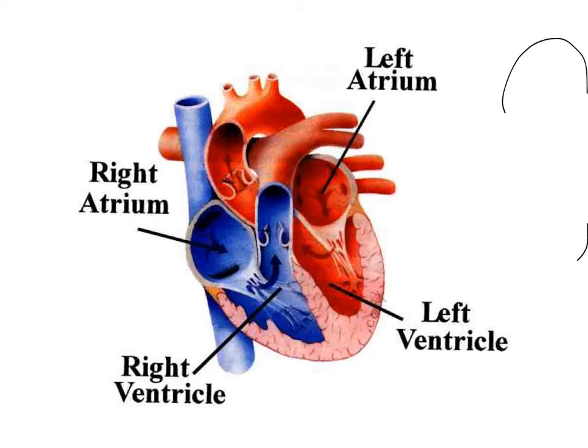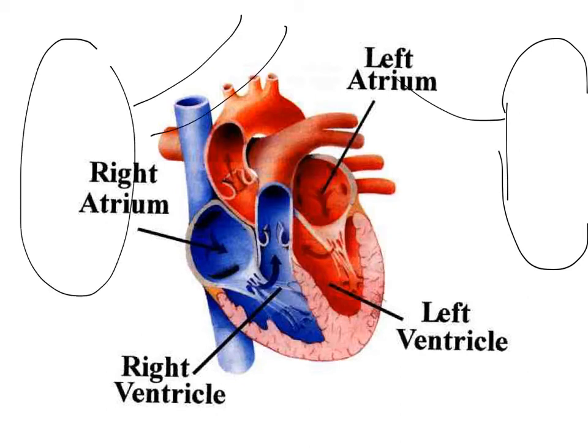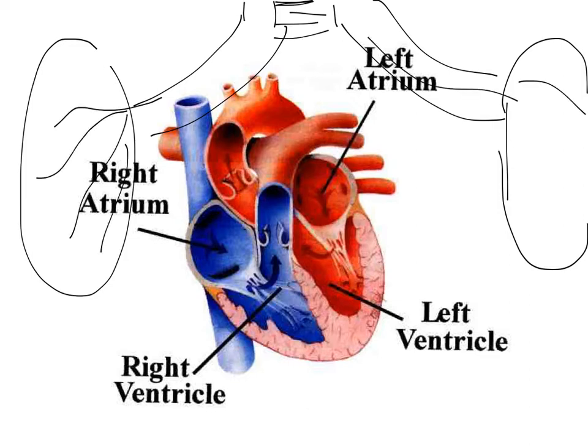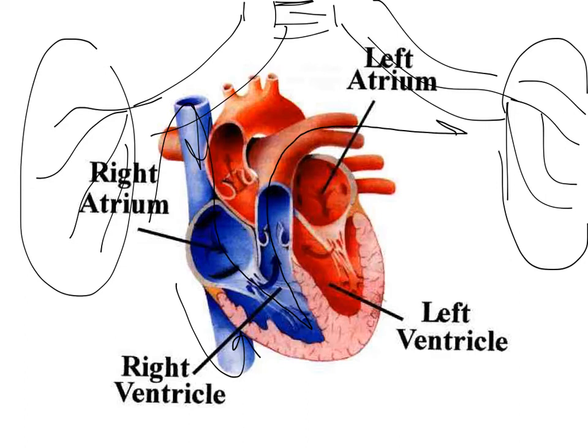Okay, so let's draw in our lungs again. There's your bronchi. Right here, your trachea is coming up this way. Bronchi, and they come out like that. Okay, so blood comes in, superior, inferior vena cava, into the right atrium, right ventricle, out the pulmonary artery, and into the lungs, where it picks up the oxygen that it needs.